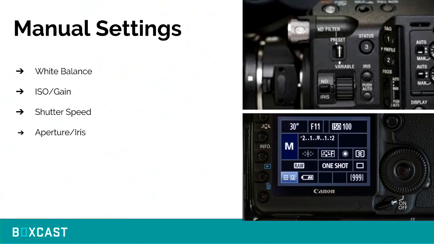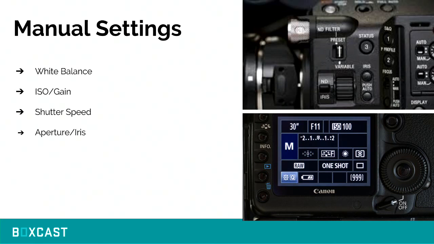Okay, great. So we'll go through white balance. We'll go through ISO/gain, which basically mean the same thing. One is just a term for photography, one is a term for video, but they have the same meaning and the same function. And then we'll talk about shutter speed, and then we'll talk about aperture and iris. Again, if you see those terms, they're interchangeable. One is a video term, one's a photo term, but essentially they mean the same thing.